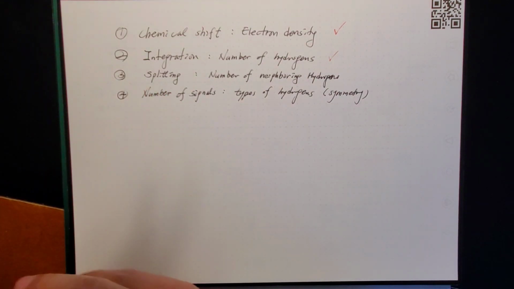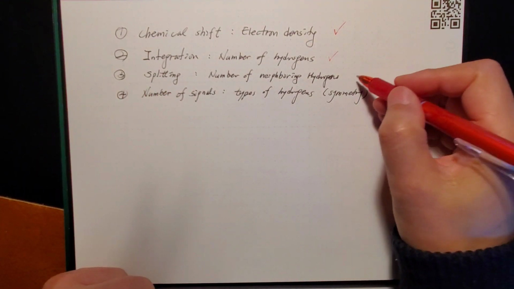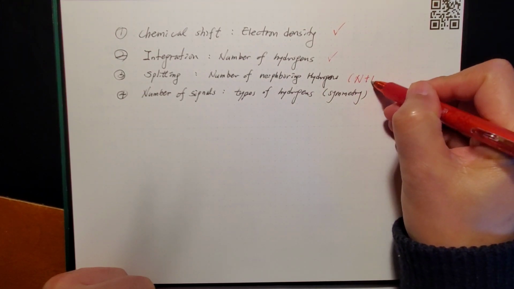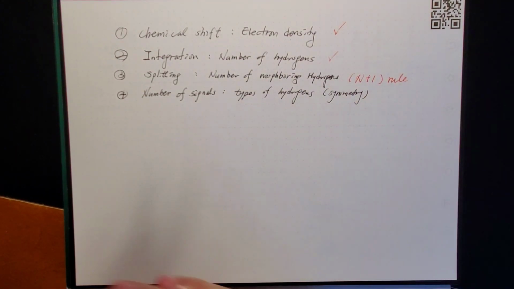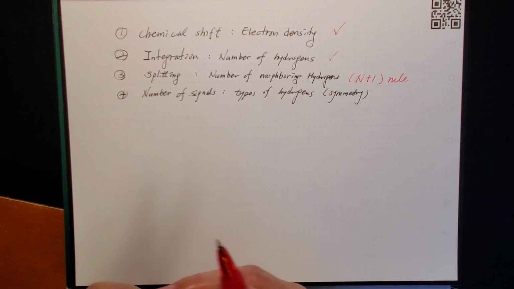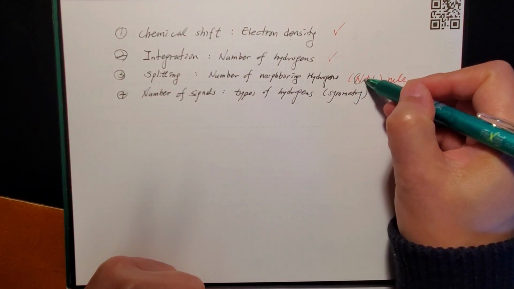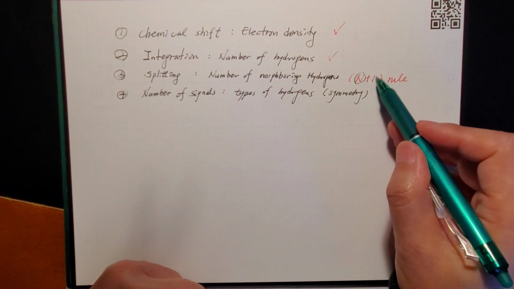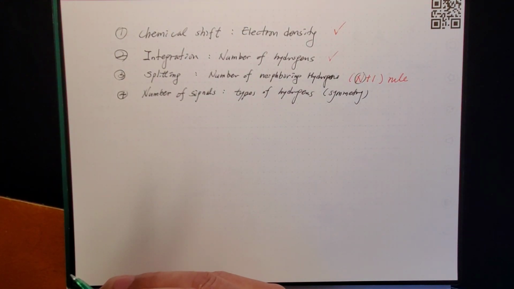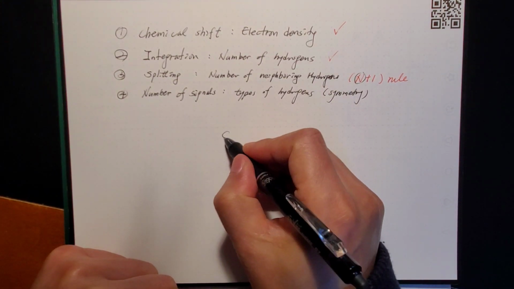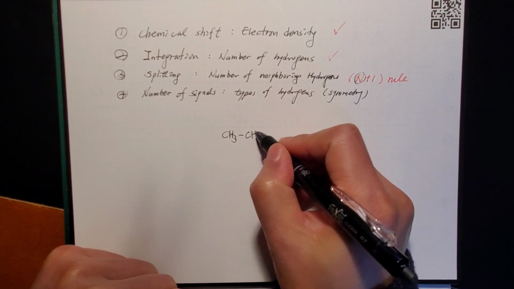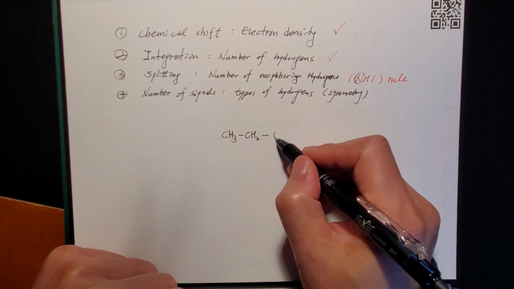And then the splitting pattern, we deal with the n plus 1 rule. If the neighboring hydrogens have about the same partial charges, then you count the number of neighbors, and that's n. Then you add 1, and that's the number of lines. So let me give you an example. You have CH3 and CH2, and you have a chlorine.